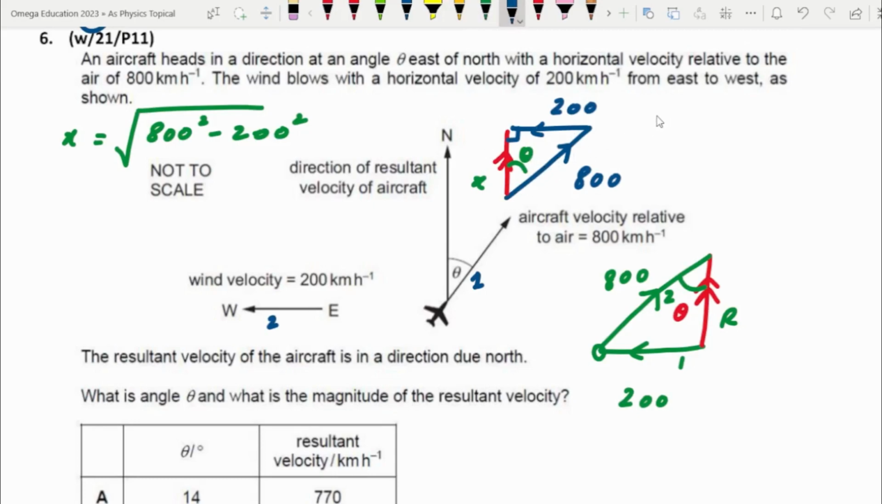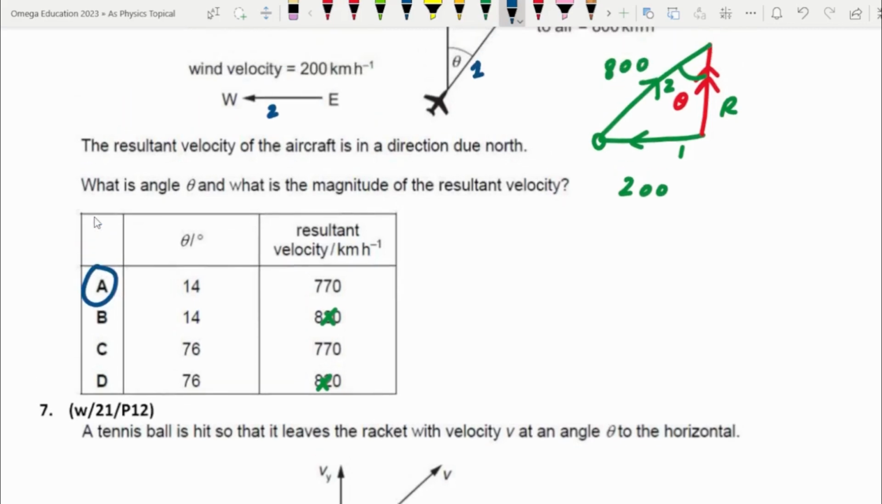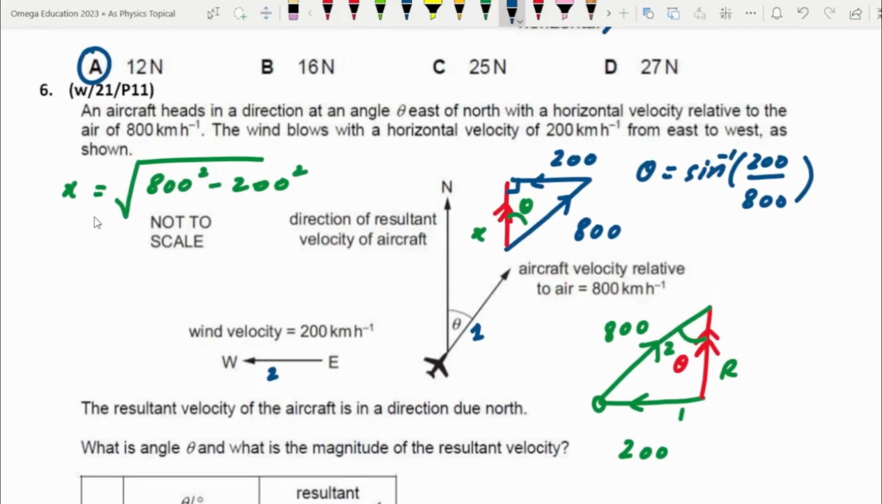So I'm going to use theta equals sine inverse of perpendicular, which is 200, because with respect to this angle the perpendicular is 200 divided by 800, so 2 over 8. Sine inverse of 2 over 8 or 1 over 4, it is 14. So we get A as the right answer. So even if you consider the second triangle for reference, you'll be getting the same answers.